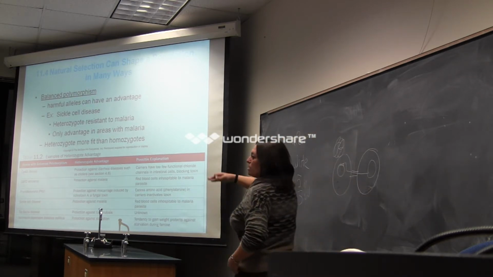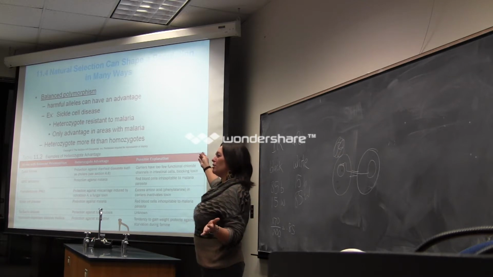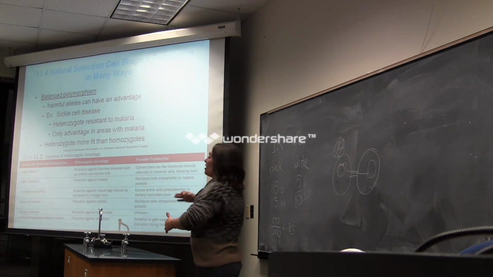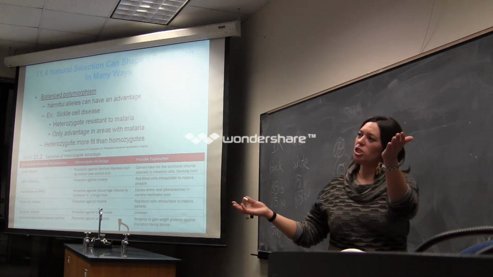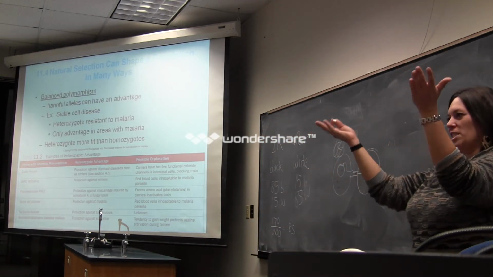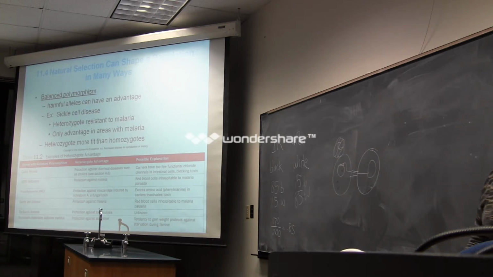Balanced because, yeah, you got the mutation, but you're not really affected by it. You're just carrying it around, but you're actually getting a benefit from having that mutation there. That's why it's called balanced. You have a mutation, but it's okay because it's not hurting you and you're actually getting a benefit out of it.